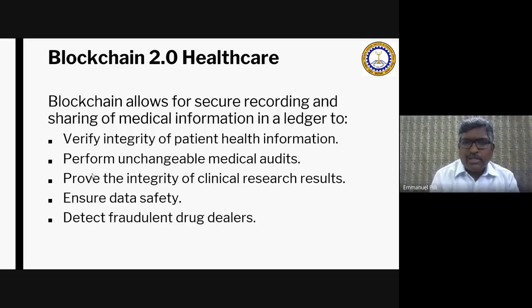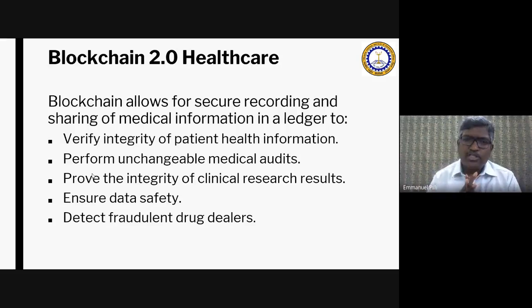And you can also perform unchangeable medical audits. You can prove the integrity of the clinical results, because when the data is transferred from clinical to that, if everything can be online, the doctor can actually get the data from multiple sources, and when the patient comes to visit him, the doctor gets the entire data.